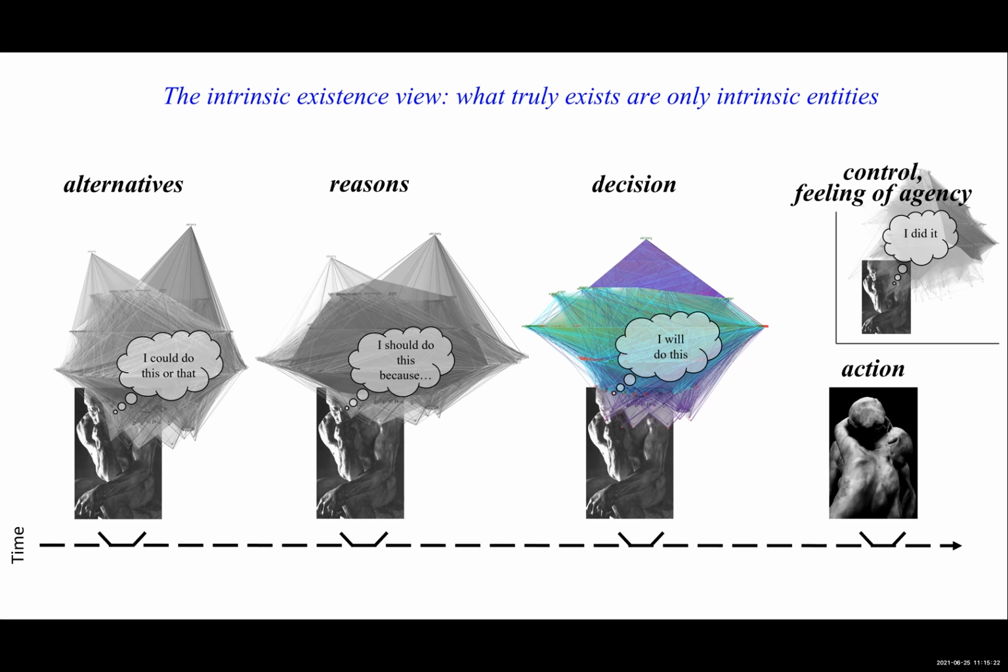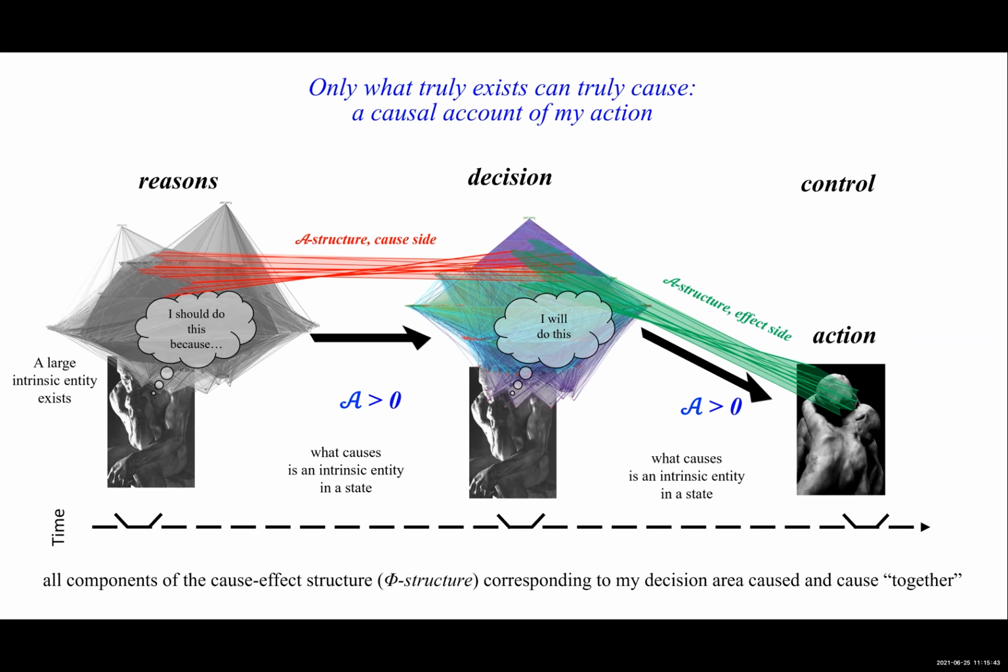Remember this. At any moment, there is an experience which has contents, which could be alternatives, reasons, and then finally a decision. Now, a decision is a substructure within a cause effect structure, a physical thing. Now we can ask, in principle, if we have the right tools, what caused my decision? And here it is enlarged. It will typically be an alpha structure, a causal account, the way I briefly described to you, which will connect some substructure within an intrinsic entity, this cause effect structure which is my decision now, to its causes in a previous experience or state of mind.